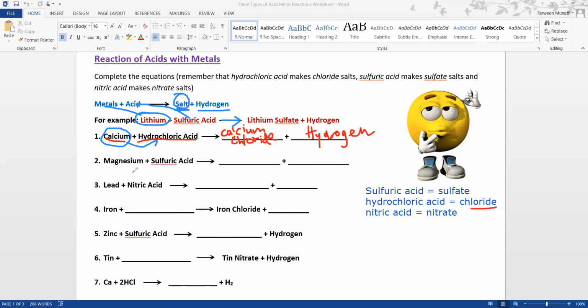Now I want everyone, and by everyone, I mean everyone, to give an attempt for number 2 now. Okay, so number 2 is magnesium plus sulfuric acid. So remember what you're going to do now, guys, is you're going to take that magnesium and put it into the first bit of your answer. We already know that magnesium is going to be the first bit here. Now look at what kind of salt forms from sulfuric acid. And can anyone tell me the name of the compound that I'm going to put in this little line here?